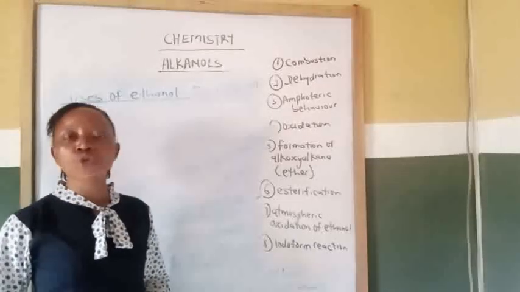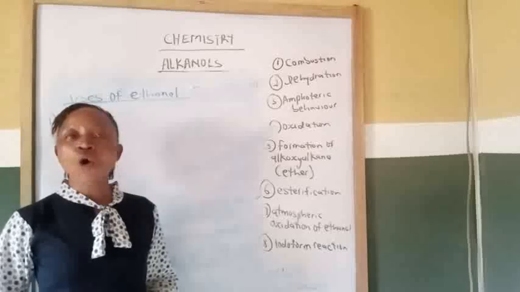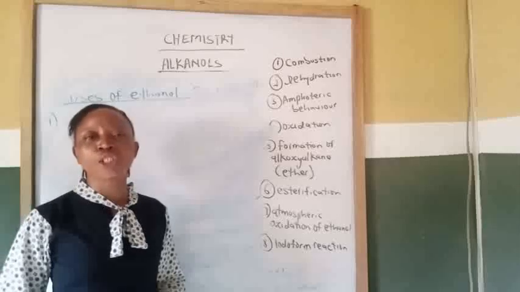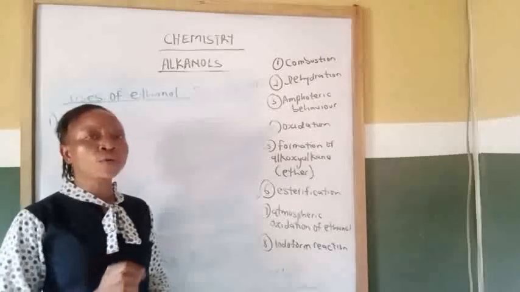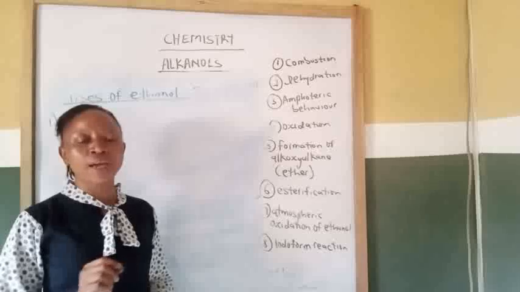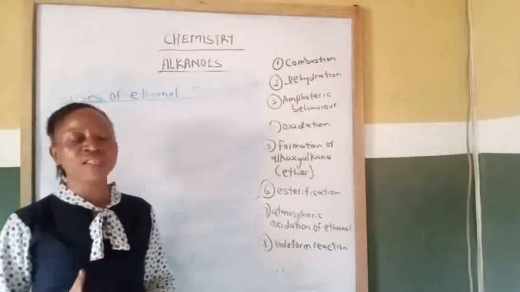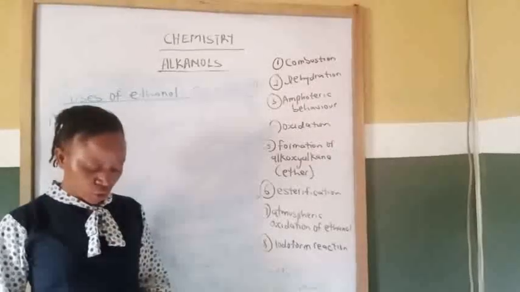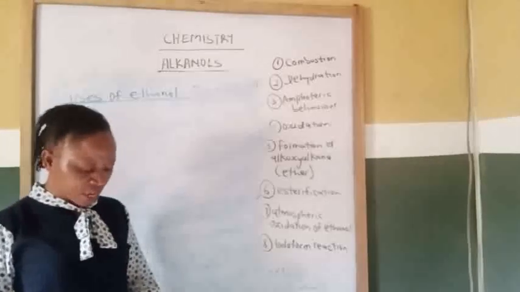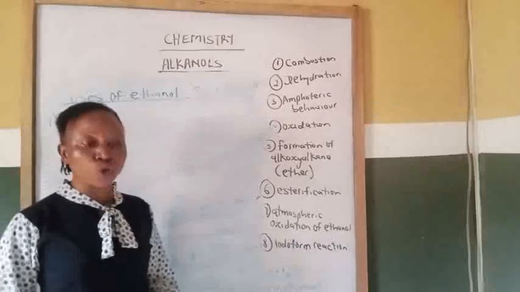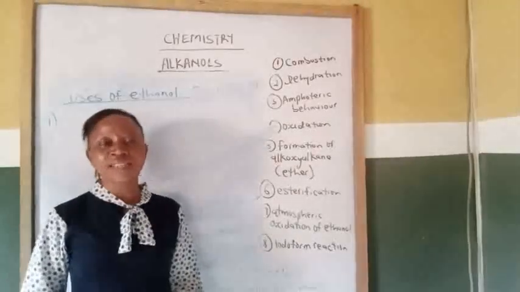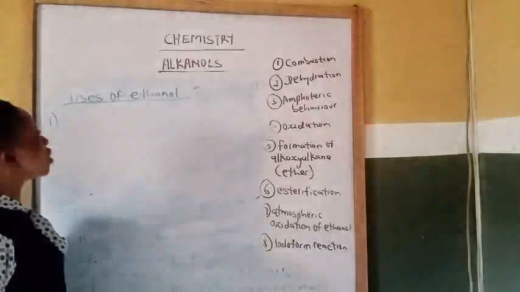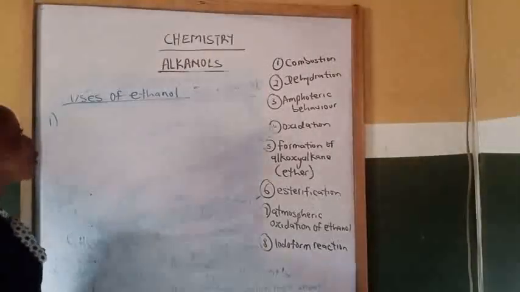Then ethanol is also used in alcoholic thermometers due to its very low freezing point, about -118 degrees Celsius. Another one, ethanol can also be used as fuel in gas lighters. So those are the uses of ethanol.